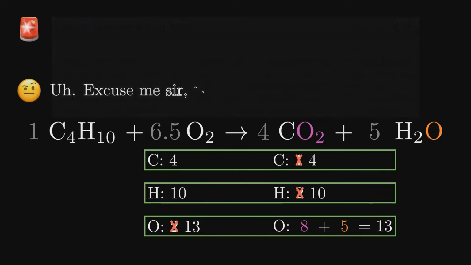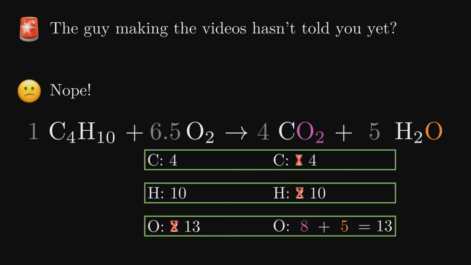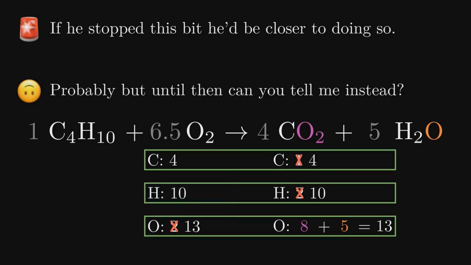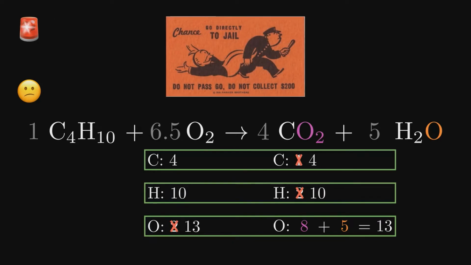Excuse me, sir, stoichiometric? Ah, the guy making the videos hasn't told you yet. Nope. If he stopped this bit, he'd be closer to doing so. Probably, but until then, can you tell me instead? Yes, it means chemical combination in simple integral ratios. Since your equation is in violation of it, it is time to go to jail. You will not pass go and not collect $200.